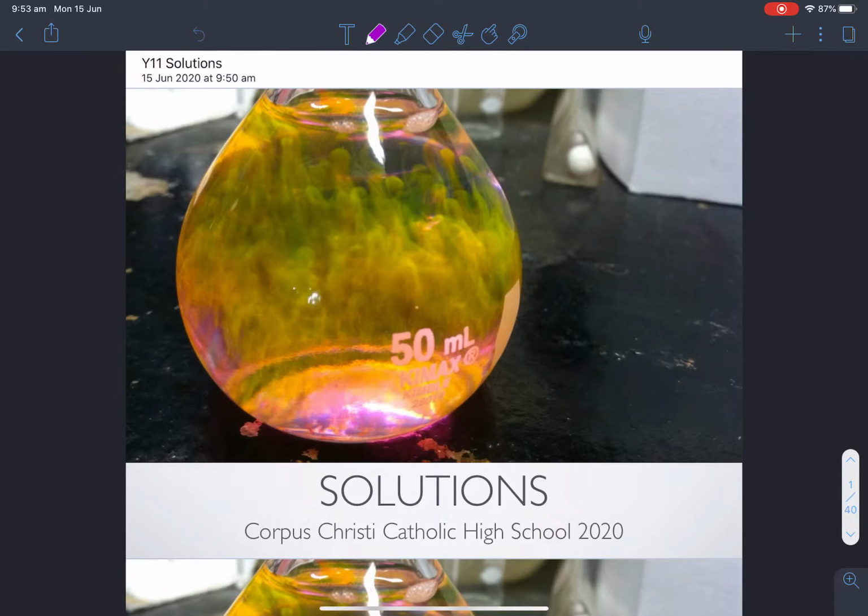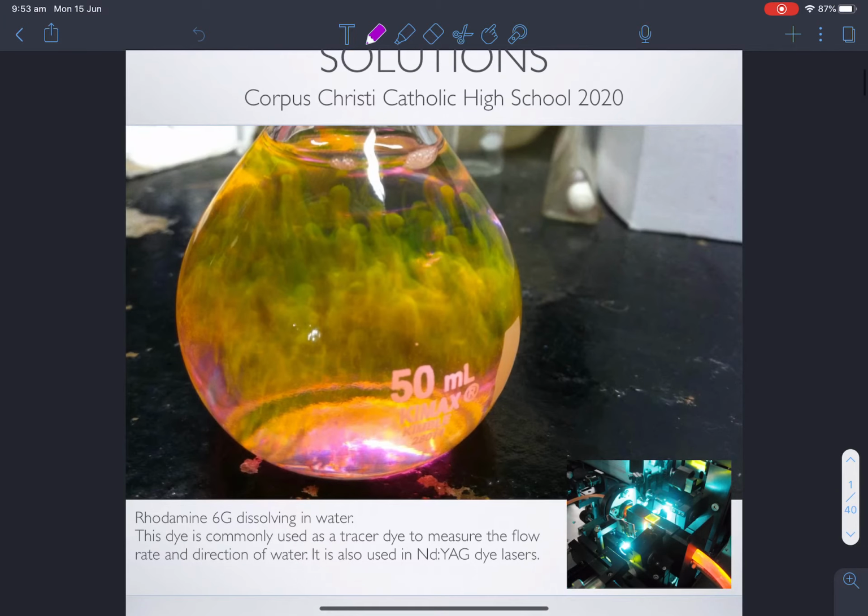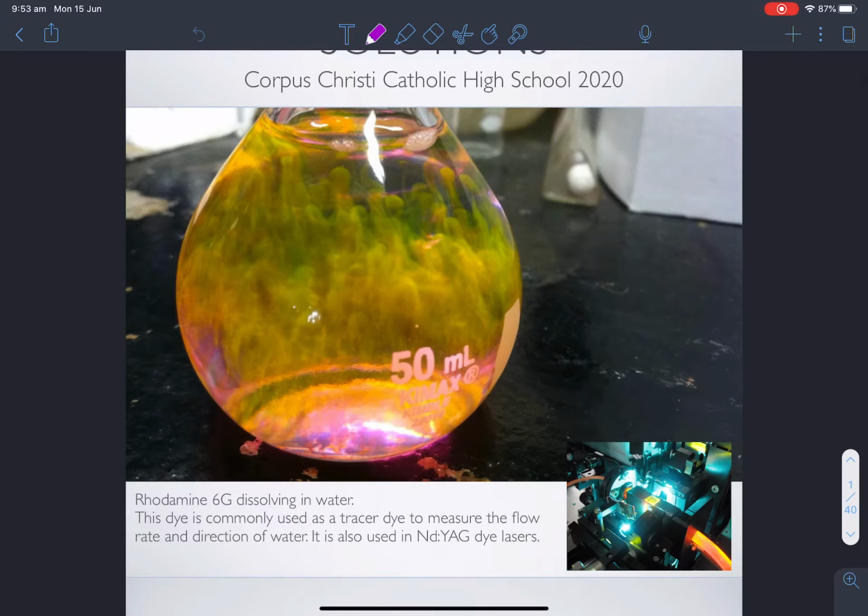It's something dissolving, and it's a compound that we call rhodamine 6G, and it's a fluorescent compound, which means that it absorbs light and gives it out in a different wavelength. So this dye is commonly used as a tracer dye to measure the flow rate and direction of water. So different engineers will use it and put a little bit in a water source, and they can measure the flow rate by how quickly it reaches somewhere, and the direction as well.